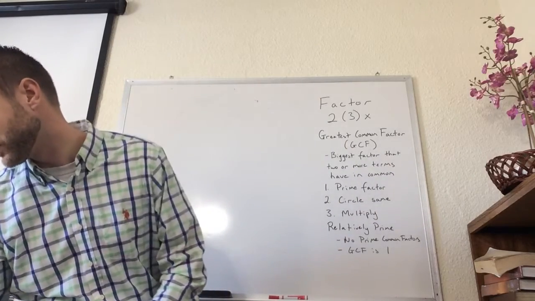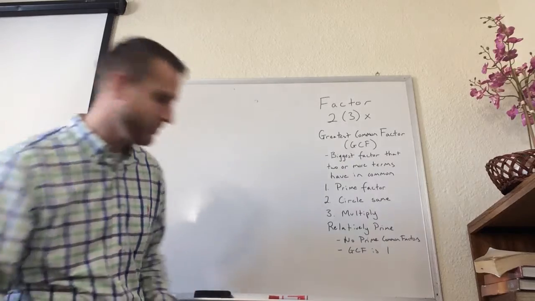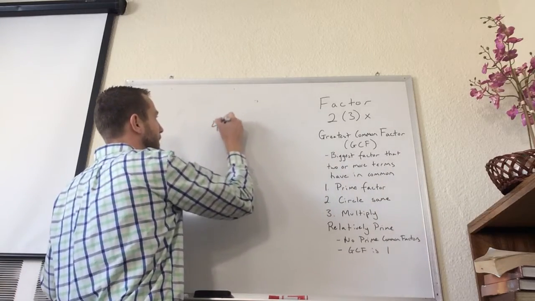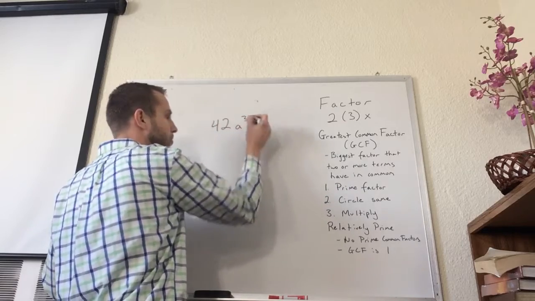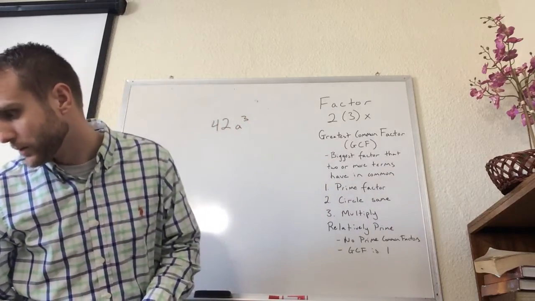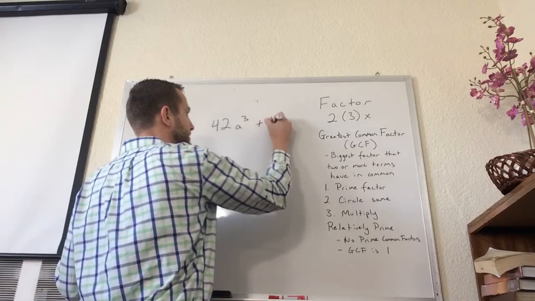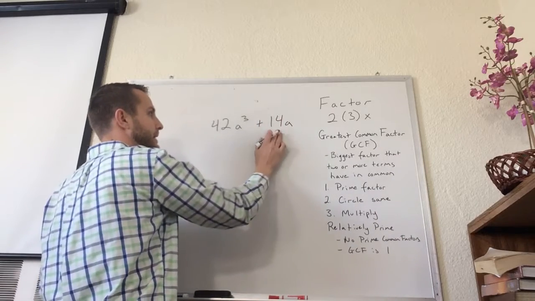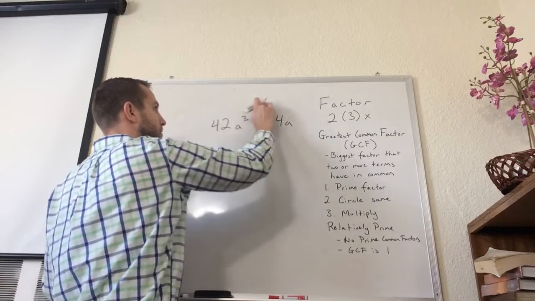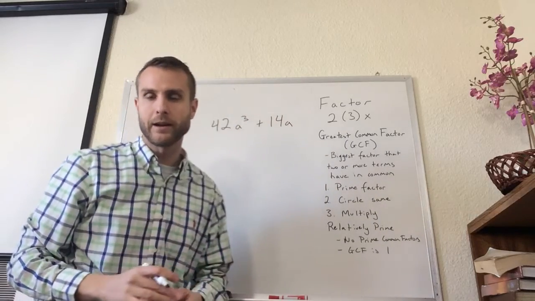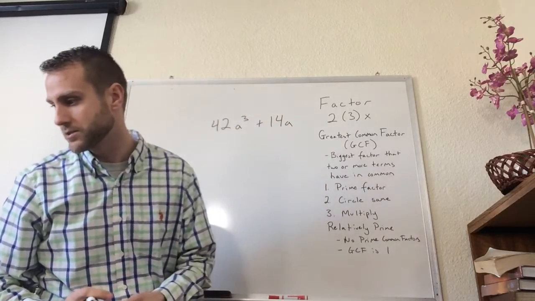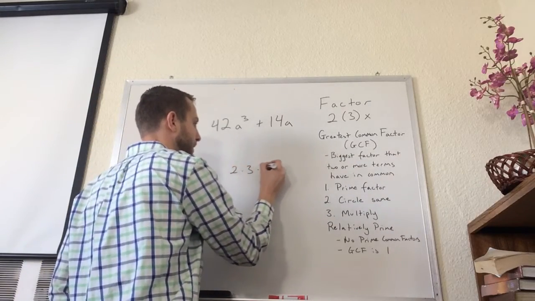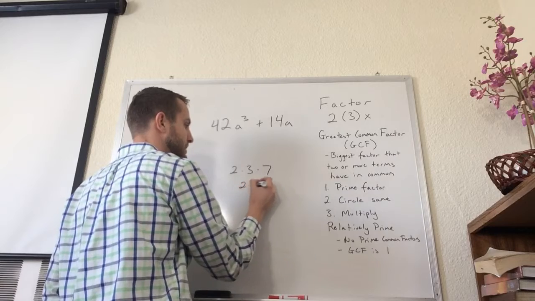So my next example, I have 42a cubed plus 14a. So again, I'm going to start off doing prime factorization of my numbers. So to save time, you should be able to know how to do that. I'm just going to write out the prime factors. So for 42, it is 2, 3, and 7. And for 14, it is 2 and 7.